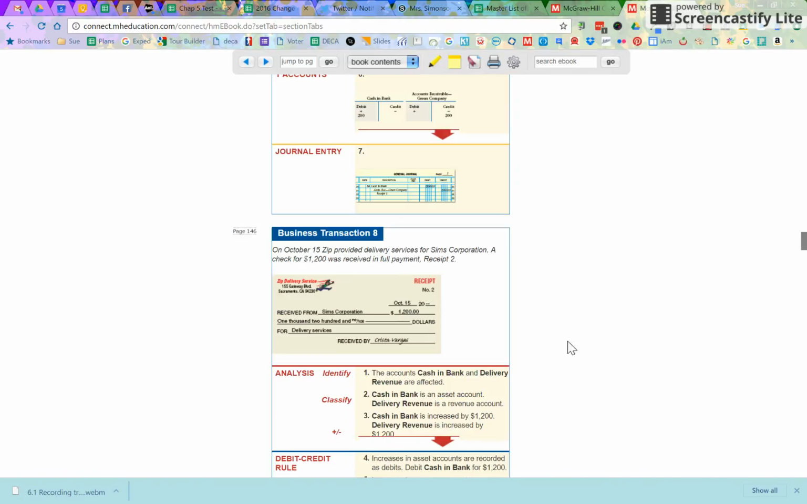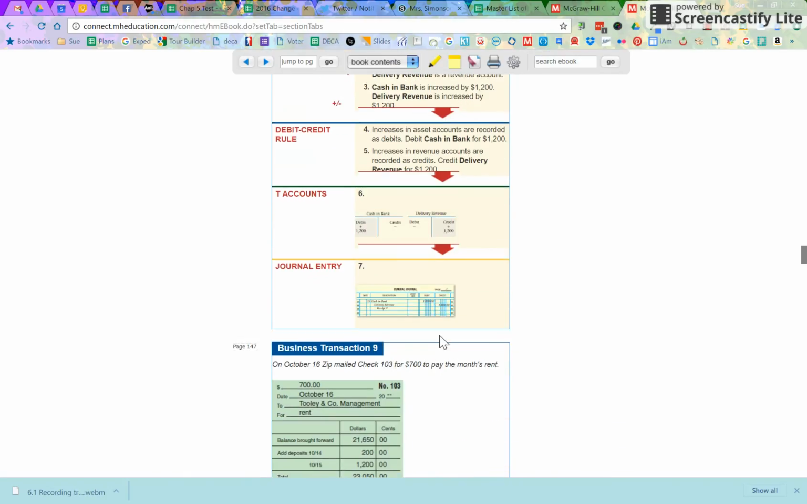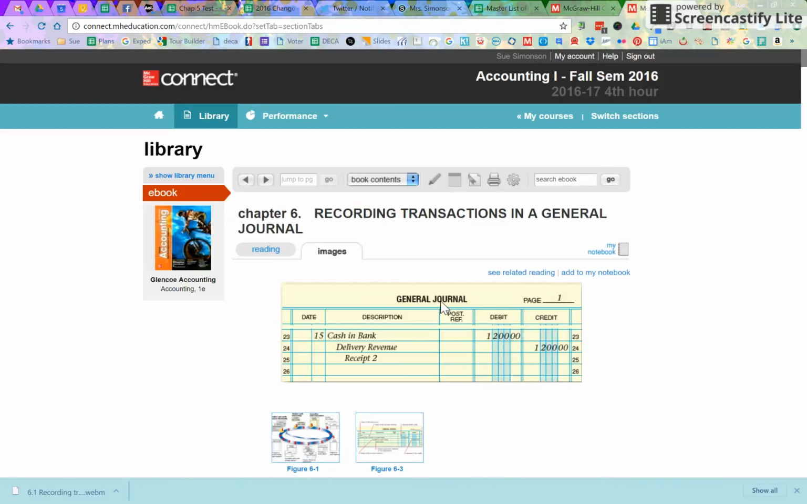Okay, let's hit a couple more big ones. All right, here's a revenue transaction. We provided delivery services for Sims Corporation. A check was received for full payment, so we had a receipt. It was a cash revenue transaction. Cash is going to go up. That's the debit. Revenue is going to go up, and that is the credit. Here's how that would look in the journal.